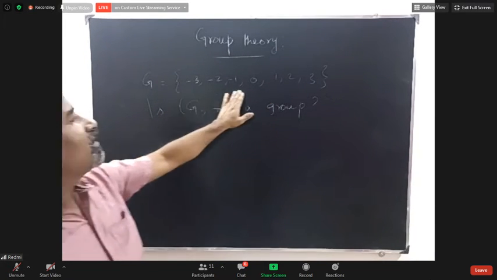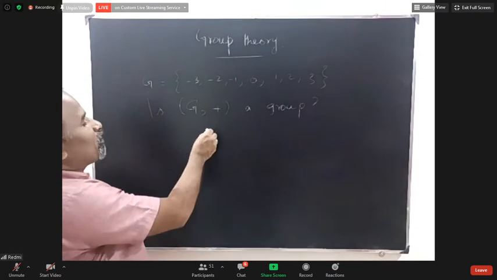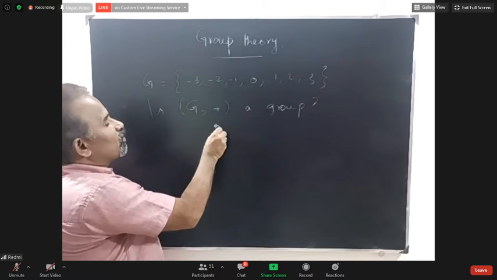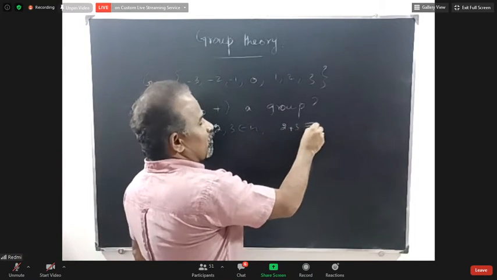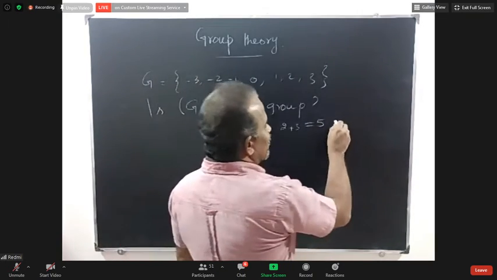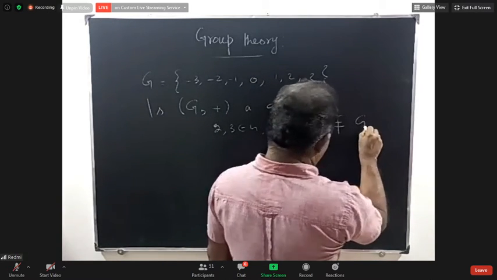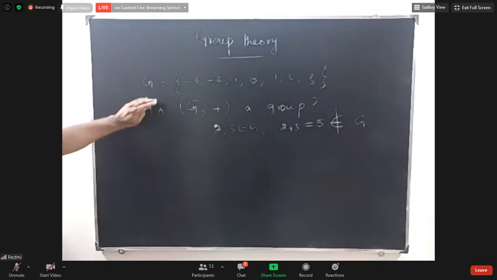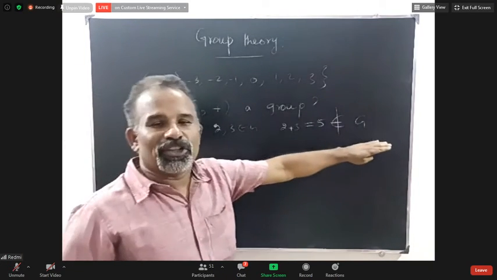But you have to check the closure property. But here the closure property fails. So therefore 2, 3 belongs to G, 2 plus 3 is equal to 5, which does not belong to this set G. So therefore this is not a group with respect to addition.